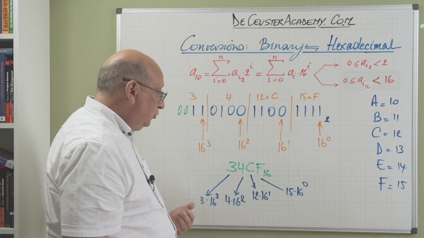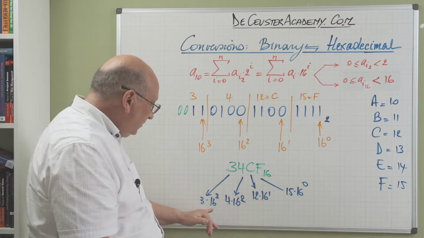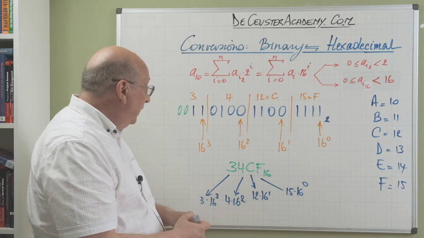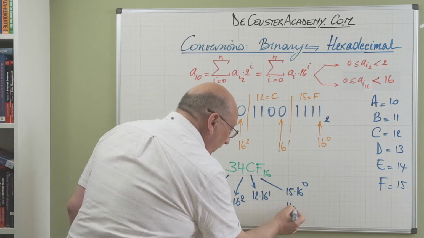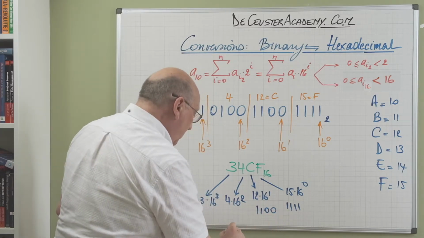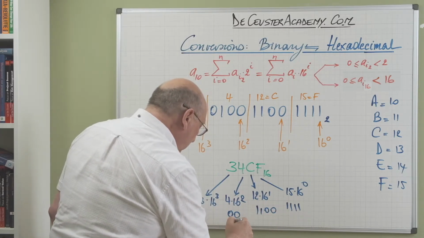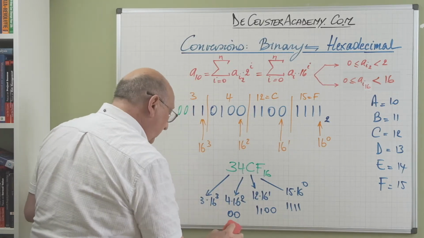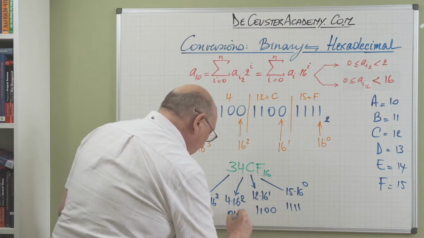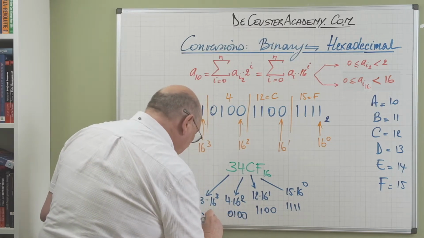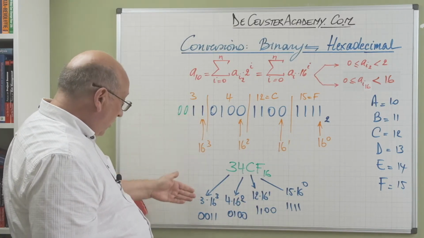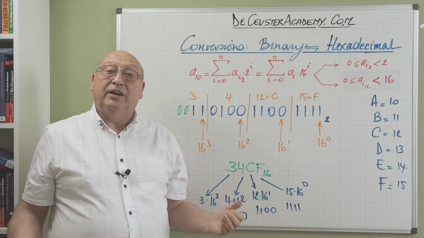And the last thing that we do is to translate those coefficients into binary numbers. So we have here 1, 1, 1, 1. We have here 1, 1, 0, 0. Sorry, it has to be 4, so we have 0, 1, 0, 0 and 0, 0, 1, 1. And when we compare those two numbers, they're identical.